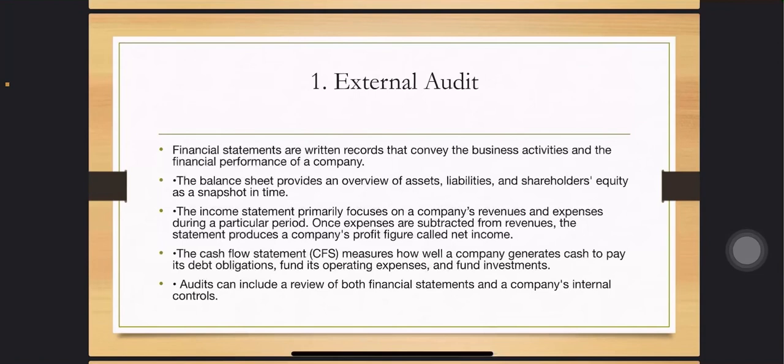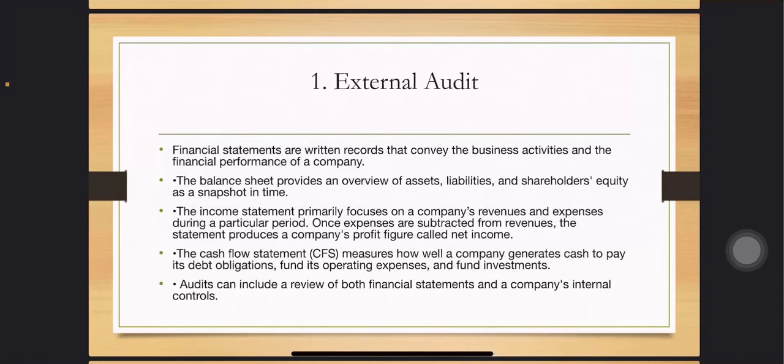It also includes the balance sheets, which provide an overview of assets, liabilities, and shareholders' equity as a snapshot in time. The income statements are primarily used and focus on the company's revenues and expenses during a particular period. Once expenses are subtracted from revenues, the statement produces a company's profit figure called net income. The cash flow statement, or the CFS, however, measures how well a company generates cash to pay its debt obligations, fund its operating expenses, and fund investments.